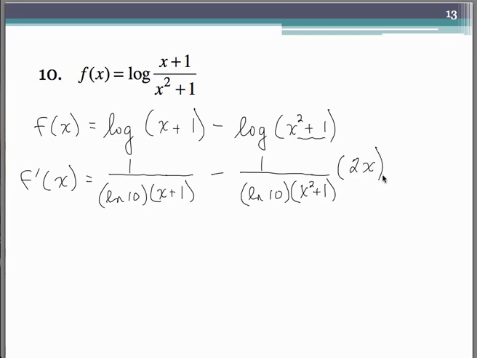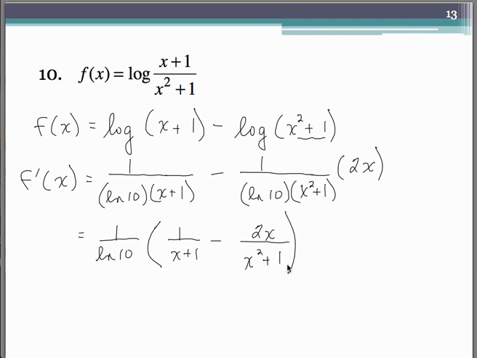So this is a case in which you can actually do a greatest common factor. Notice you have a 1 over natural log of 10 in each of the terms. So we could factor that out as our greatest common factor. And then what we have left over, we have 1 over x plus 1 minus, and we can put the 2x up in the numerator, over x squared plus 1. And that would be really all you can do to simplify it.